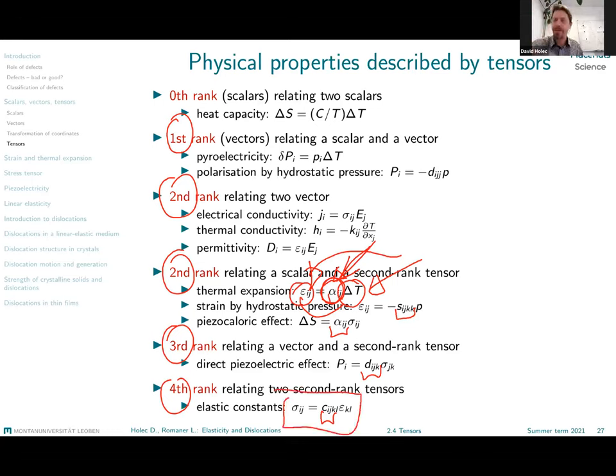This will be our ultimate tensor to which we want to come, which relates the stress, a second rank tensor, and strain, a second rank tensor, with the matrix of elastic constants, which will be the fourth rank.